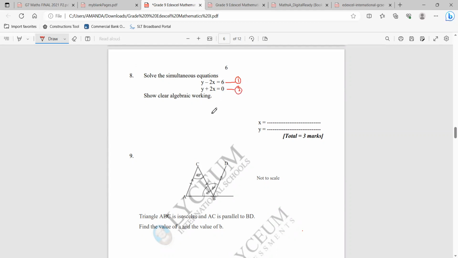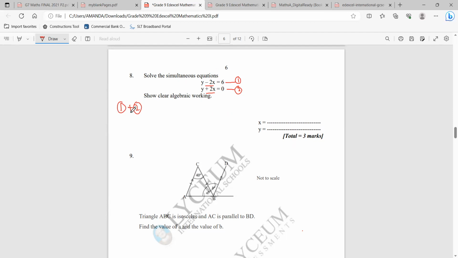Now let's look at these two equations closely to see whether we can eliminate something very easily. You have negative 2x and positive 2x. I know these two can be easily eliminated if you add these two equations. So I'm going to do 1 plus 2.